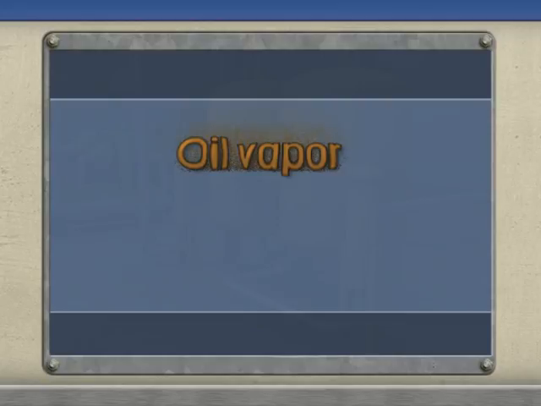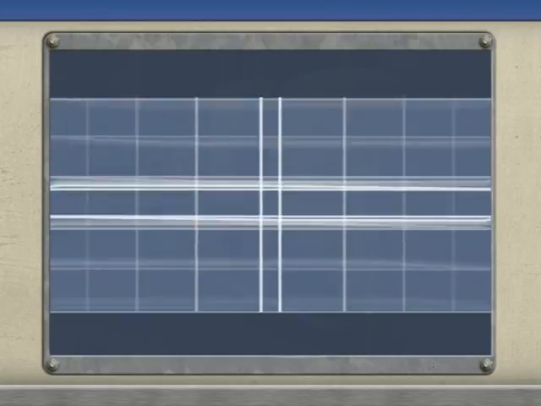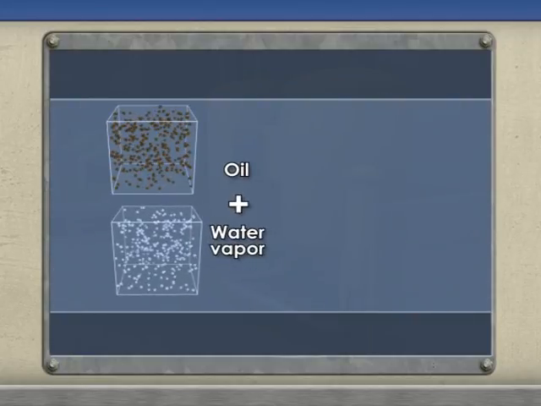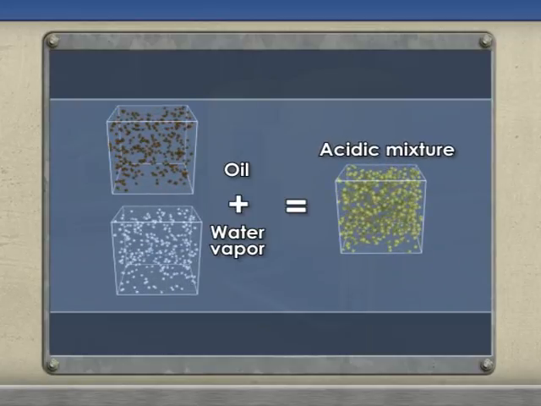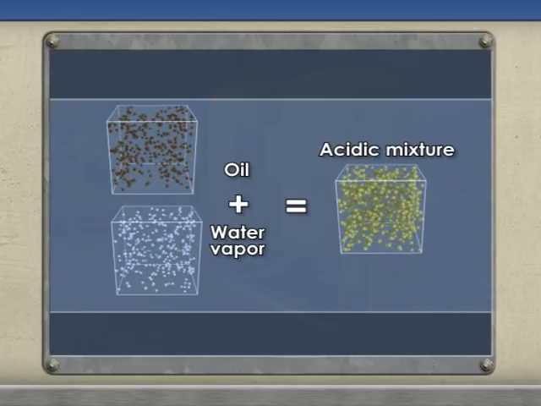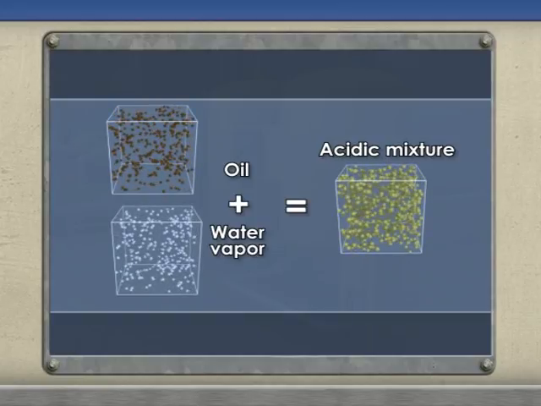Oil vapor can originate from ambient air, but it most commonly comes from the compressor itself. Since almost all air compressors use oil in the compression stage for sealing, lubrication, and cooling, lubricating oil may migrate into the compressed air system as a liquid or as an aerosol. This oil, plus the water vapor in the air, can create an acidic mixture, potentially damaging the compressed air storage and distribution system, production equipment, and ultimately the final product.